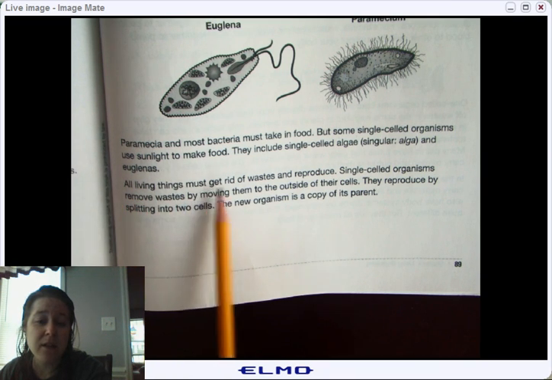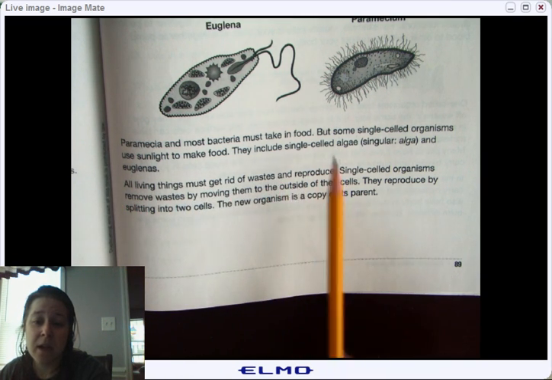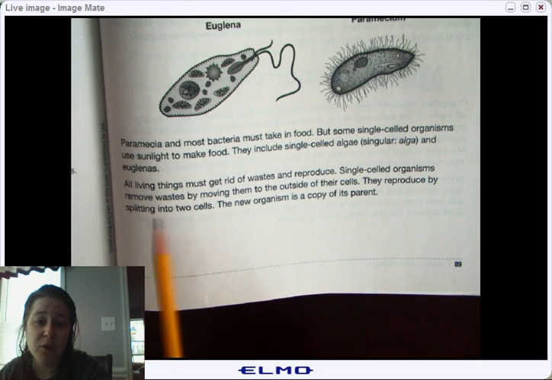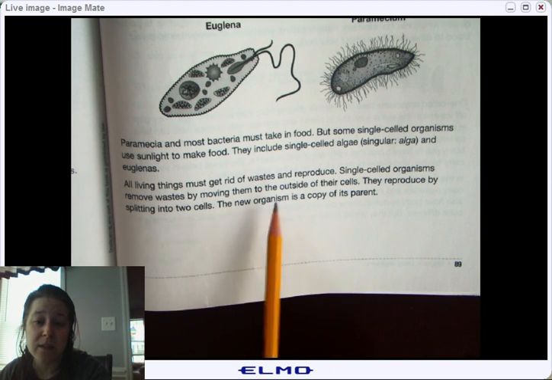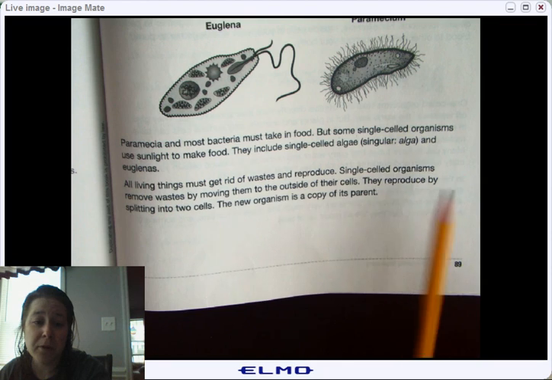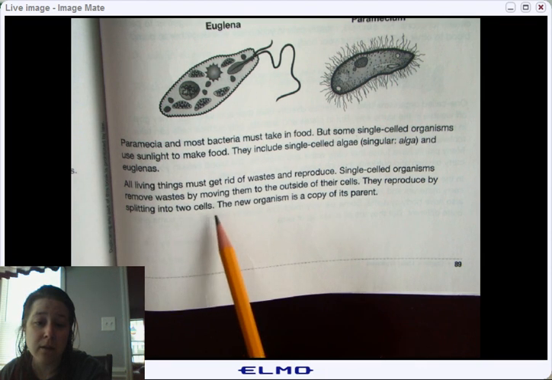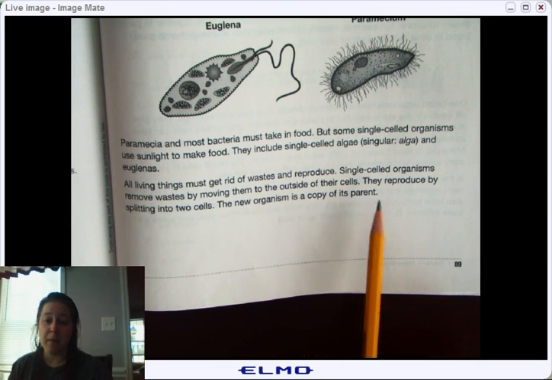All living things must get rid of waste and reproduce. Single-celled organisms remove waste by moving it to the outside of their cells. They reproduce by splitting into two cells. The new organism is a copy of its parent.